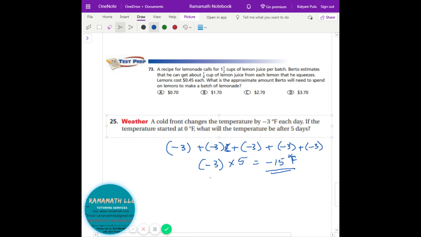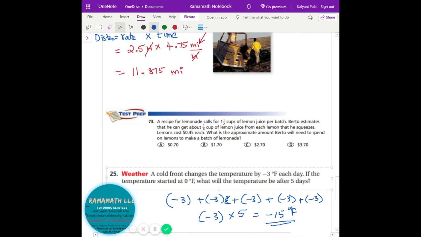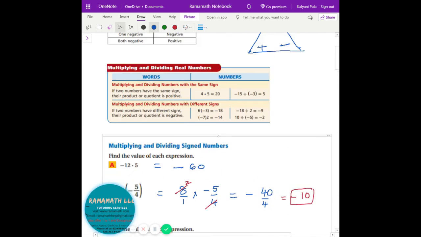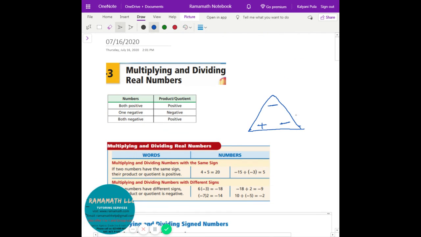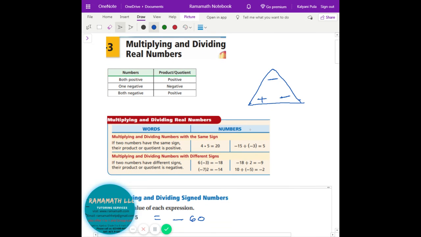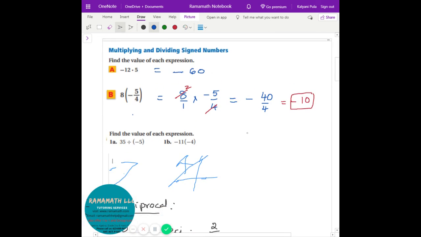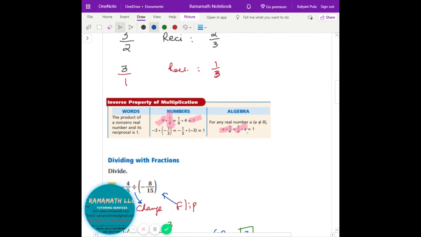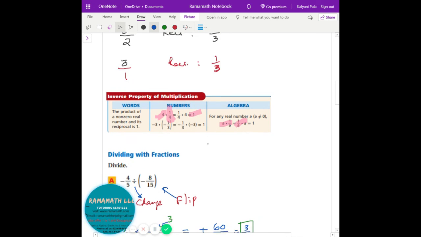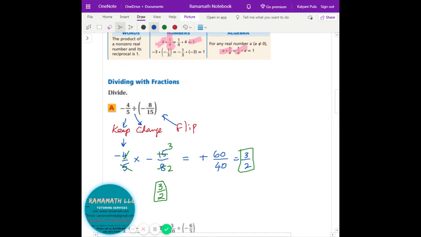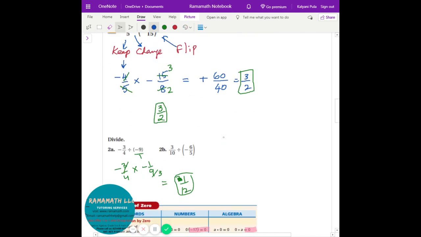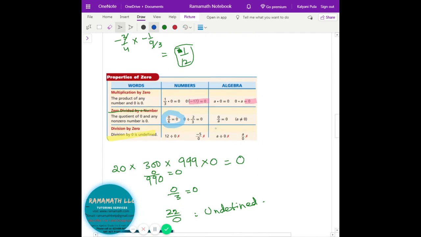I like that. So today's key points that we need to remember: when you divide or multiply real numbers, make sure you understand this triangle or the rules for dividing negative numbers or positive numbers. Especially when multiplying fractions, multiply the numerators and denominators and simplify. But when it comes to division, keep, change, and flip. Keep the first one, change the sign, and then flip the second fraction. Practice it.